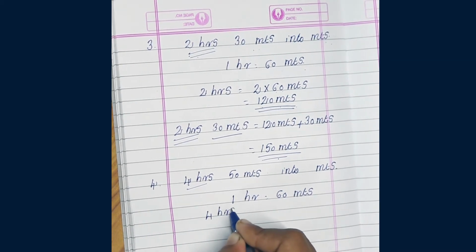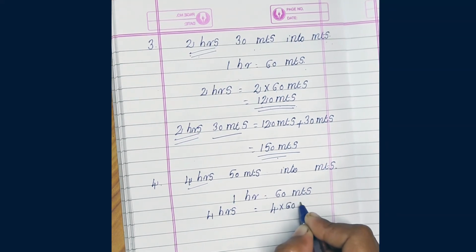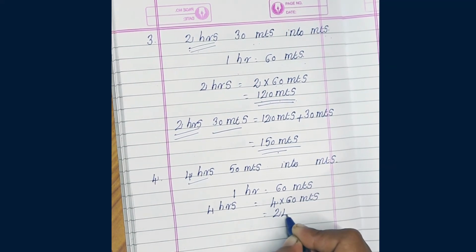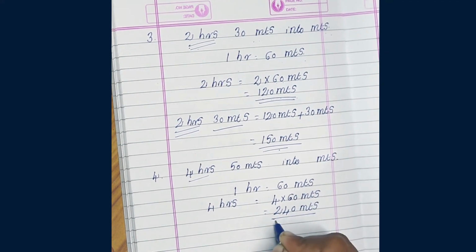Then 4 hours equal 4 multiplied by 60 minutes. Then 4 6s are 24. Then put 1 zero. So 4 hours equal 240 minutes.